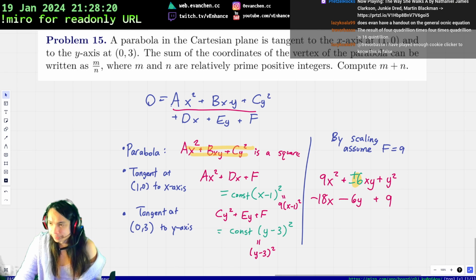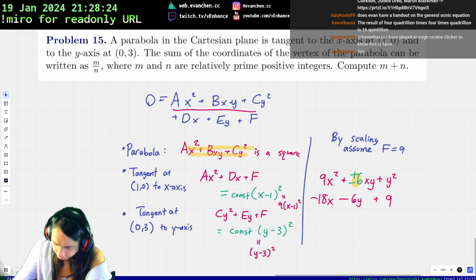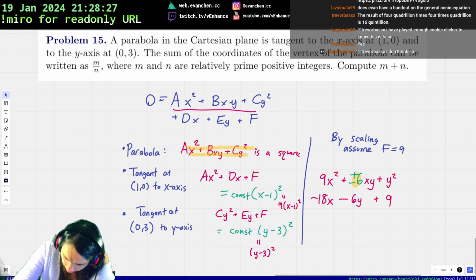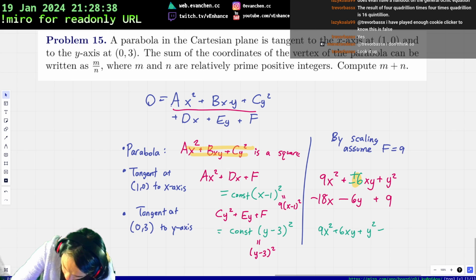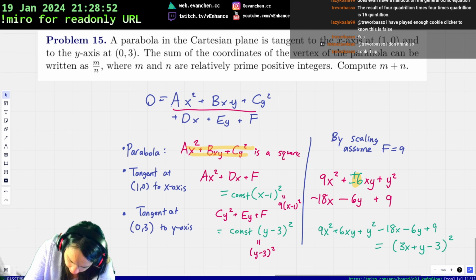Okay, where was I? So these are two equations. One of them is actually extraneous. In the plus case, this is actually equal to 3x plus y minus 3 all squared. So it's actually a really thick line, which is not what you want. So we're actually in the minus case.